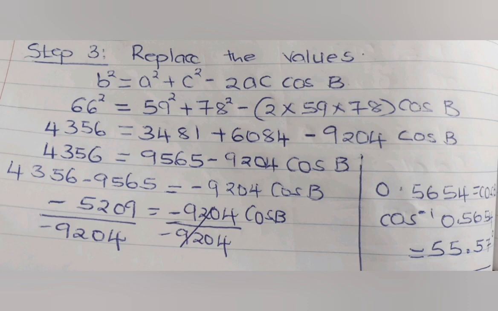So for us to be left with cos B on this other side, we divide by 9,204 on both sides, which is negative. And once we divide on both sides, we are going to get 0.5654 is equal to cos B. However, we want the cos inverse of it. We want the angle itself. And once we find the inverse of cos, you get 55.5.